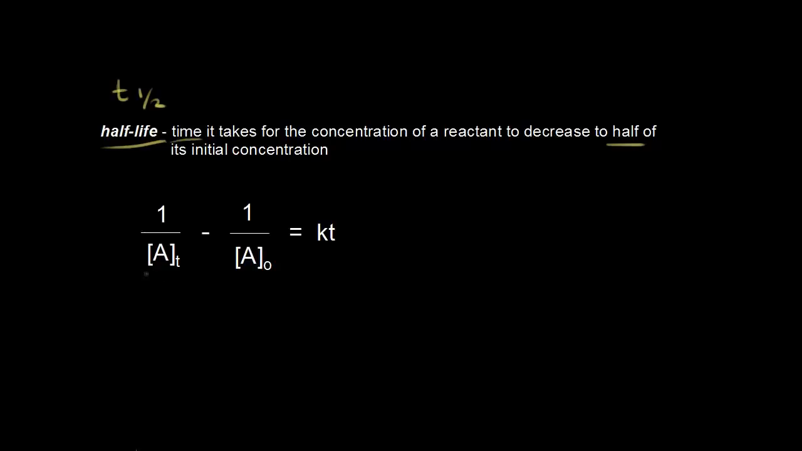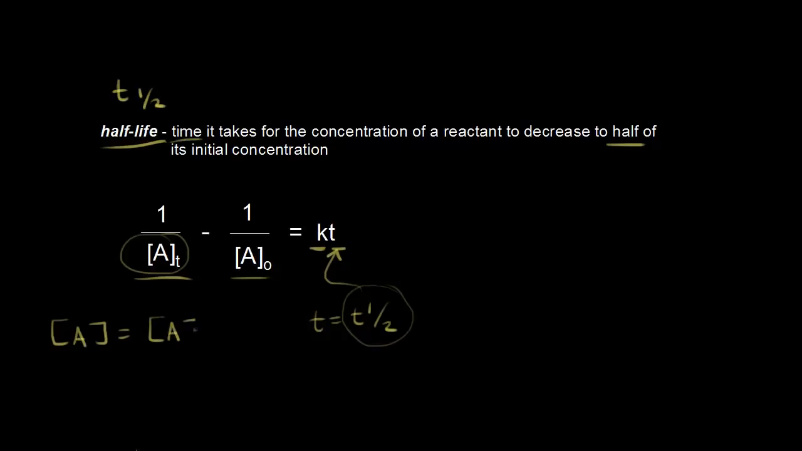So here's one form of it. 1 over the concentration of A minus 1 over the initial concentration of A is equal to the rate constant k times the time. So if we're talking about the half-life, that would be when time is equal to T1/2. So we're going to plug T1/2 in for the time. What's the concentration of A? Well, using the definition for half-life, the concentration of A should be half of the initial concentration. So we're going to plug that in to here.